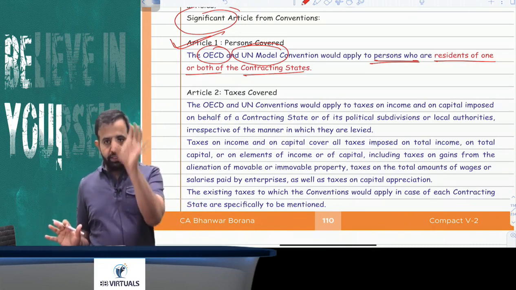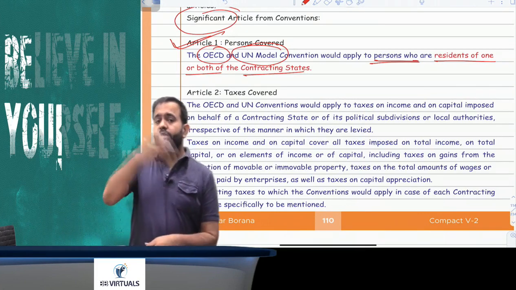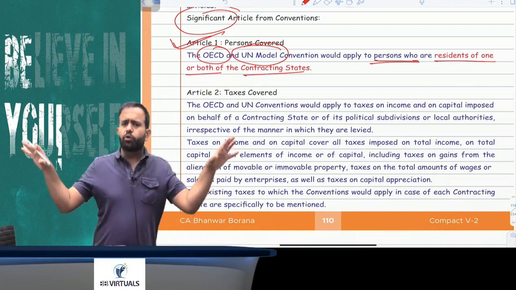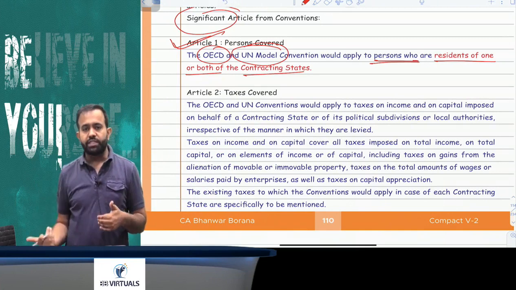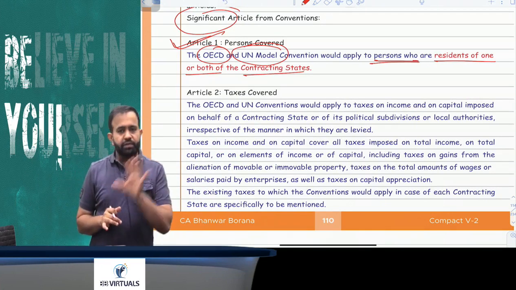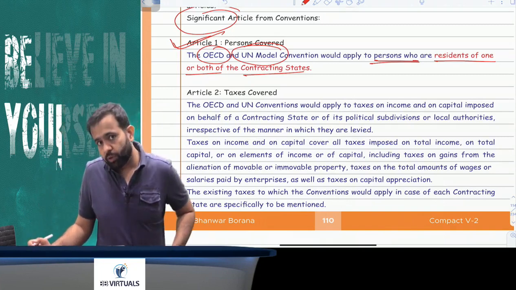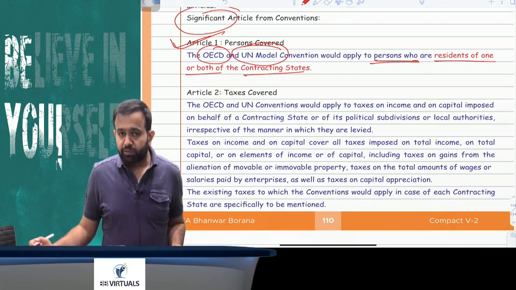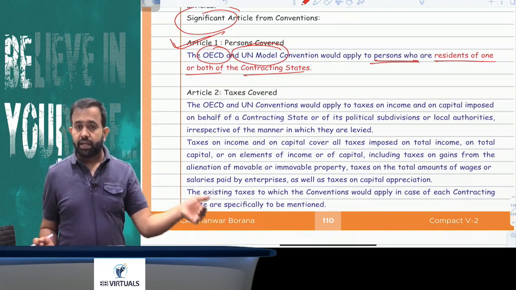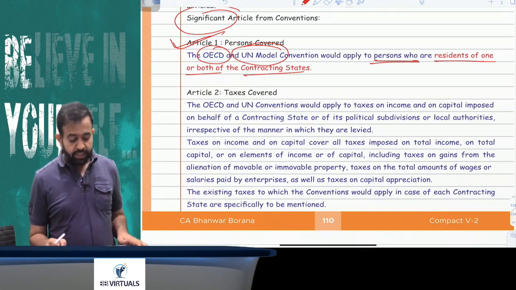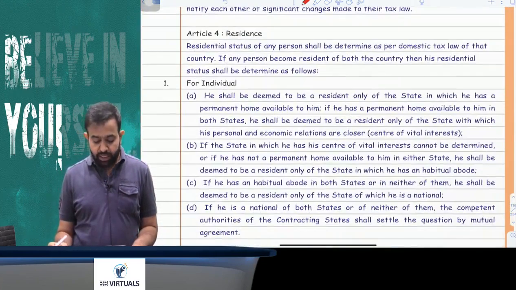So here also, persons covered is this article in the UN model as well as the OECD model. So this is the same in both models. Whenever there is any slight difference between the UN model and the OECD model, I will explain it to you. Otherwise just remember that in both models that article is the same. So the first article is the same in the UN model as well as the OECD model. This convention is applicable to a person resident in either one contracting state or both contracting states. But suppose a person is resident in both contracting states, then what will happen? Directly come to article number 4.